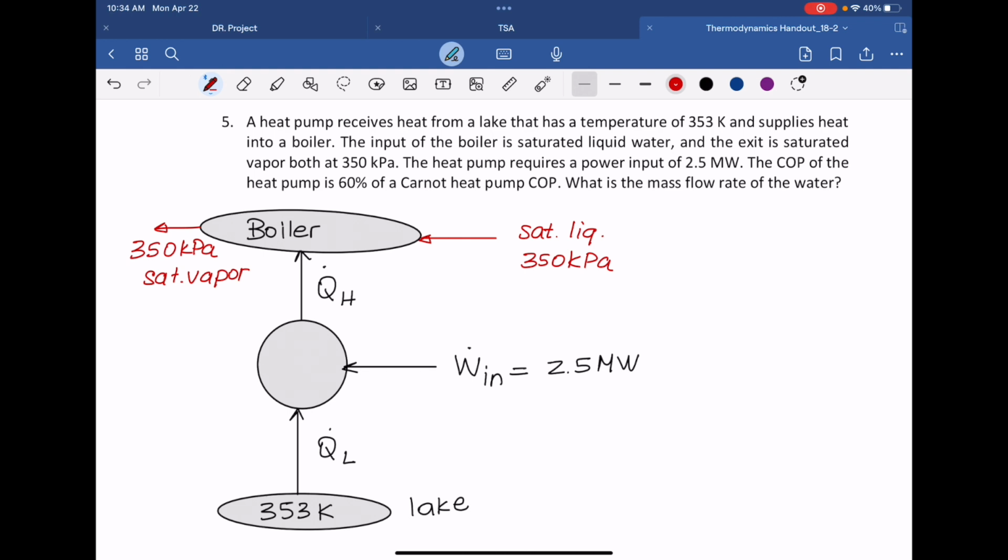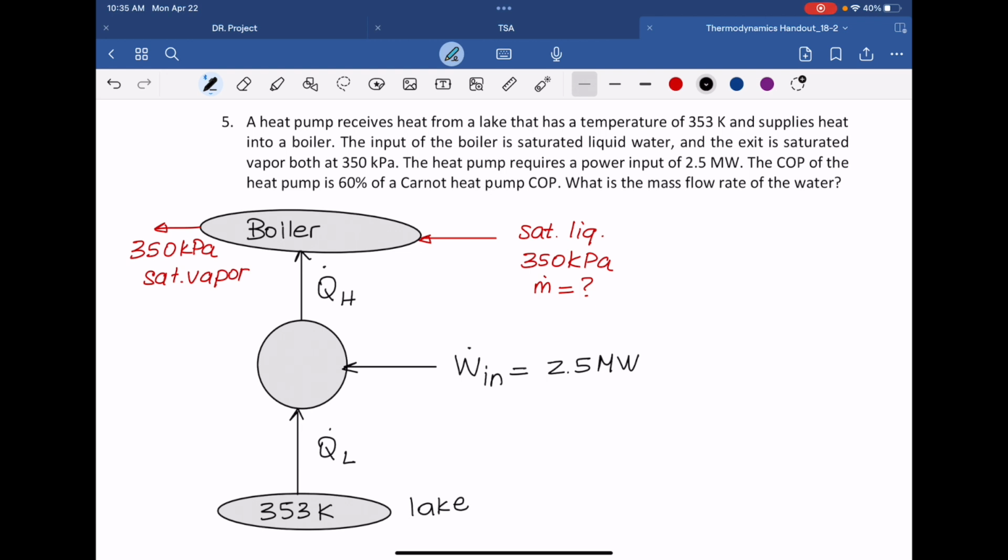Okay, so the heat pump here has a COP of 60% of the Carnot heat pump COP. What is the mass flow rate of the water? So if we can actually identify what is going on here, we would be able to solve this problem.